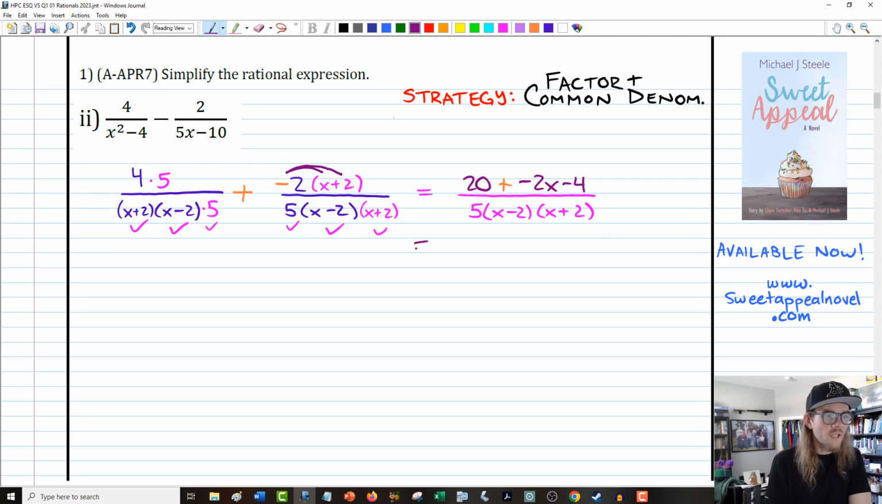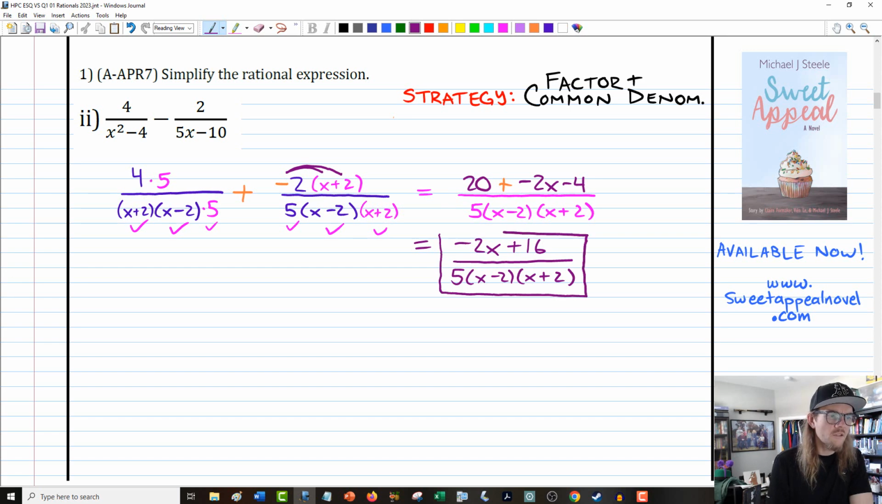And now combining all this stuff together, we're going to get a pretty nice little piece here. I like to write it in descending order. This will be -2x plus 16, divided by 5 times x minus 2 times x plus 2. And while the previous row would be correct as well, I'd say this is the first sort of expected answer that I would anticipate people running into and presenting on their ESQ. So there is our difference. The subtraction of these two rational expressions yields this.